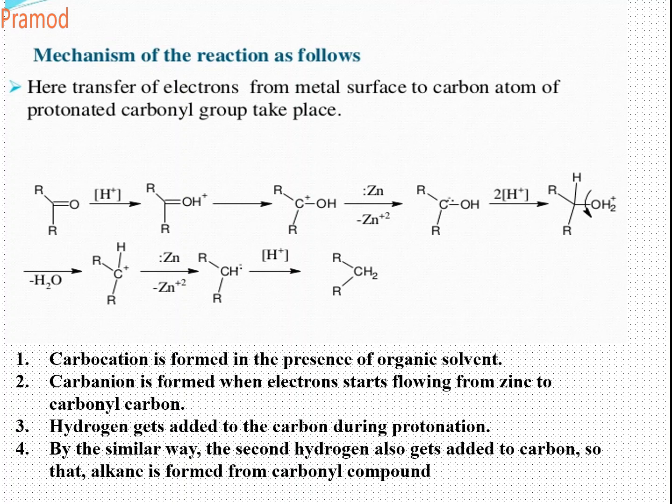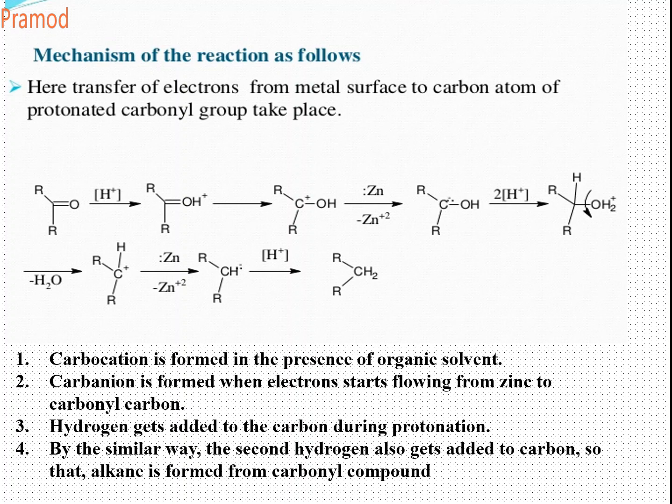So this is the mechanism of your Clemmensen's reduction. First is protonation of your carbonyl group. Next is your formation of your carbocation. Then the transfer of 2 electrons from your zinc to the carbocation to form a carbanion. Now this carbanion which is formed gets protonated by your acidic medium, followed by protonation of your OH. This is followed by loss of water molecule.